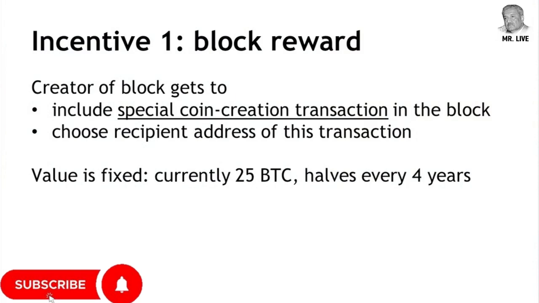So what is the block reward? It's just this. According to the rules of Bitcoin, the node that creates each block gets to include a special transaction in that block, and that special transaction is a coin creation transaction. And this node can also choose the recipient address of this transaction. So of course that node will typically choose an address belonging to itself as the recipient of this coin creation transaction, thereby paying itself. You can think of it as a payment in exchange for the service of creating that block to go onto the consensus chain.